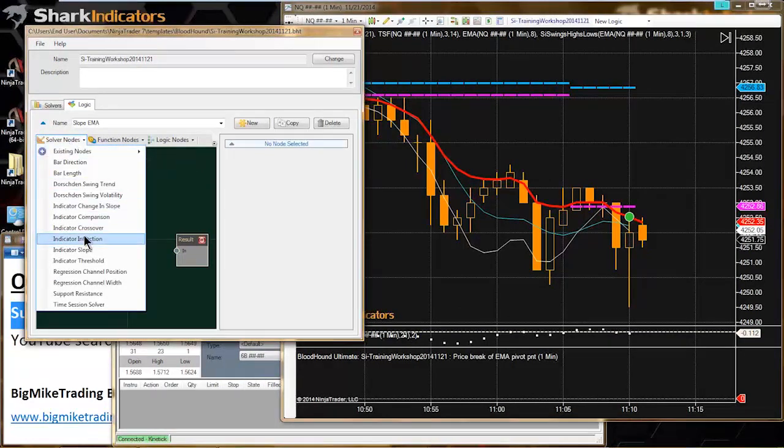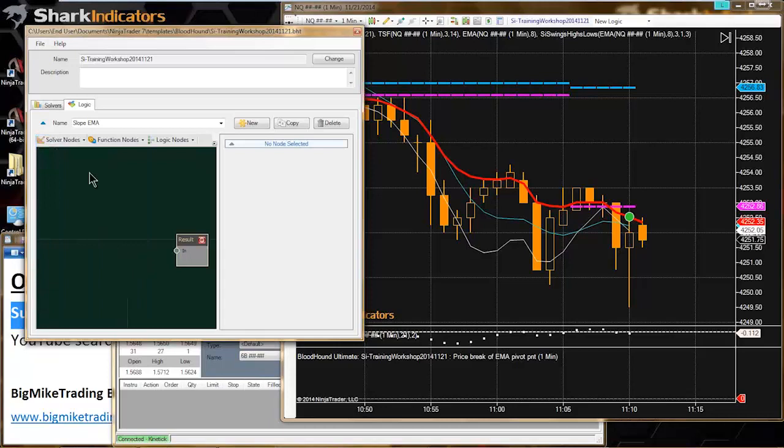So I'm going to set up an example here. Oops, I grabbed the wrong one. Shoot, crossover. So what I'm going to do is set up BloodHound so it looks at the slope of our EMA in real time, and we may or may not get a good example of what's going on here.